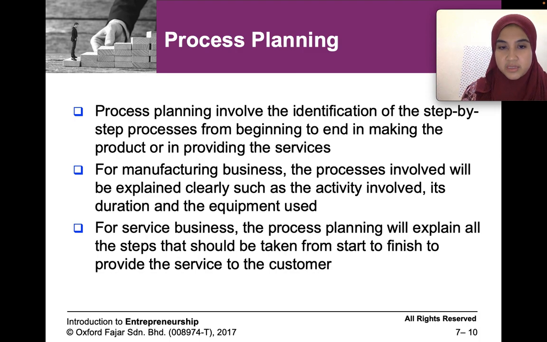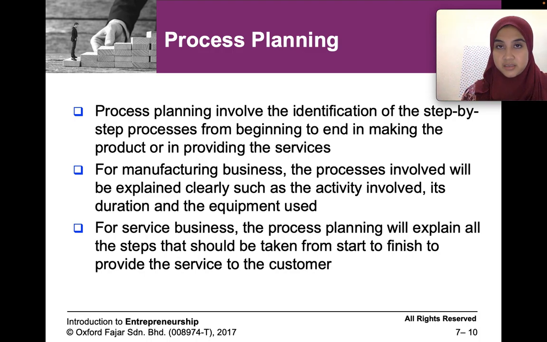For a service business, the process planning will explain all the steps that should be taken from start to finish to provide the service to the customer. As for services, it's slightly different because services do not produce a physical product for the customer. Under the process planning for services, it's all about identifying the steps that should be taken by the company in order to deliver the service from the beginning until the end.